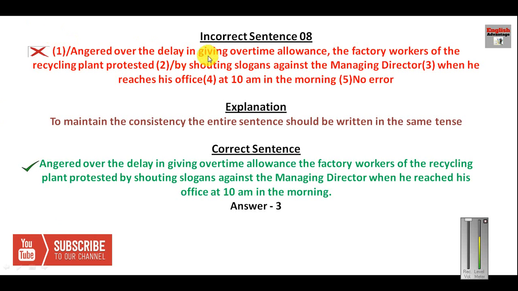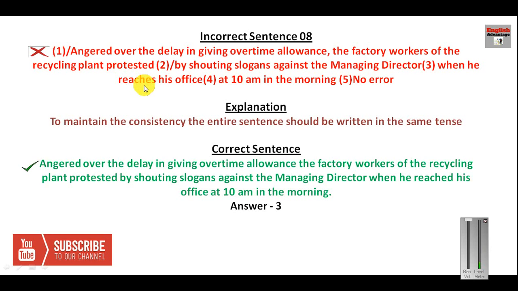Angered over the delay in giving overtime allowance, the factory workers of the recycling plant protested by shouting slogan against the managing director when he reaches his office at 10 a.m. in the morning. If you look at the sentence right from the beginning till here, this is correct. The factory worker of the recycling plant protested. Now this protested suggests that you are writing this sentence in the past tense. So each and every part should be written in the past tense, but this is not in the past tense, this is in the present tense.